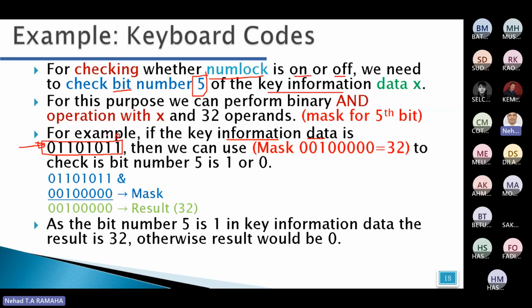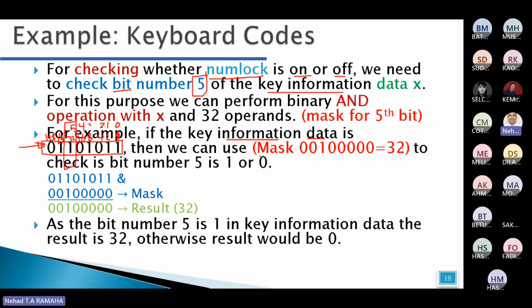So 1, 2, 4, 8, 16, 32, 64, 128. This is the value of each digit. The position of each digit, 0, 1, 2, 3, 4, 5. So this one, the fifth digit. Yes? So its value is 32.